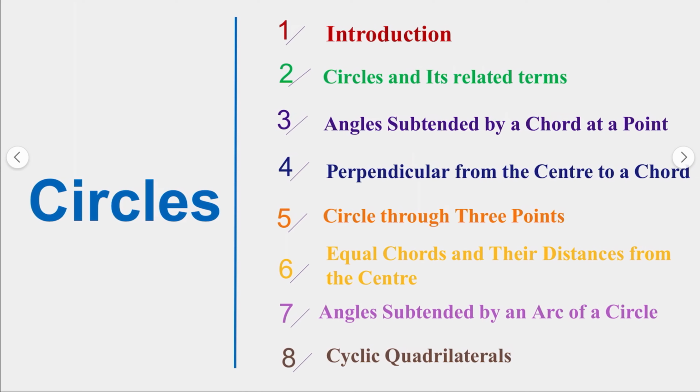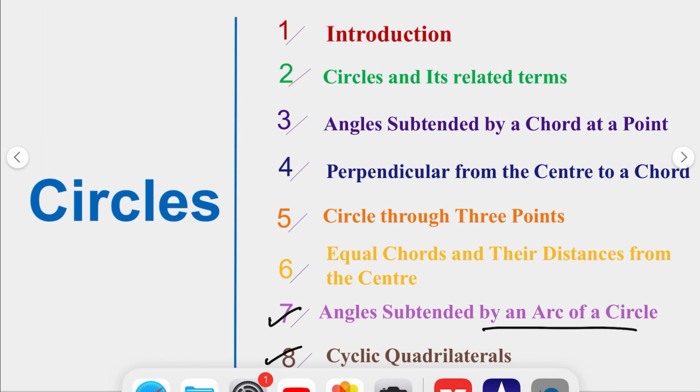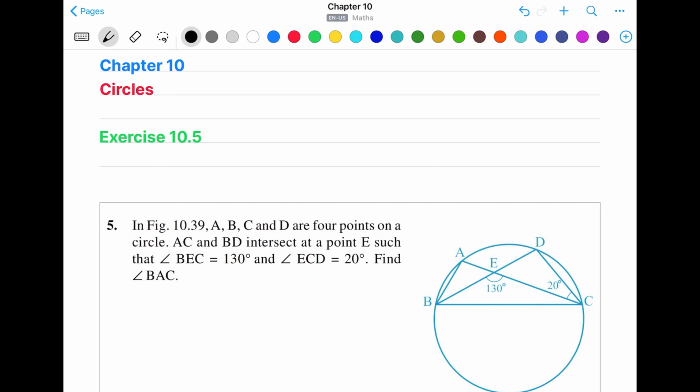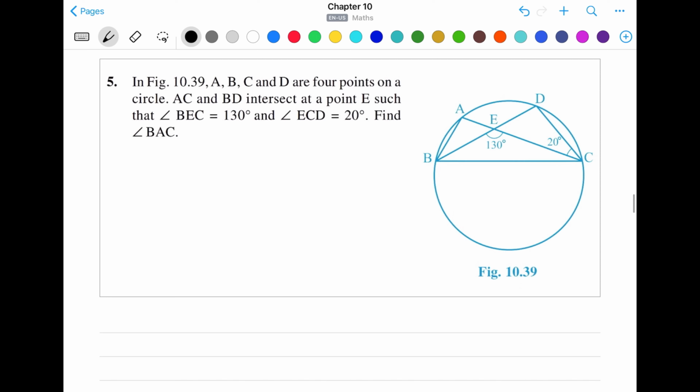Here we'll be looking at the subtopics angles subtended by an arc and the cyclic quadrilateral. Based on this we have exercise 10.5. Since we have already done the first 4 questions of exercise 10.5 in the previous session, now we're going to start with question number 5.